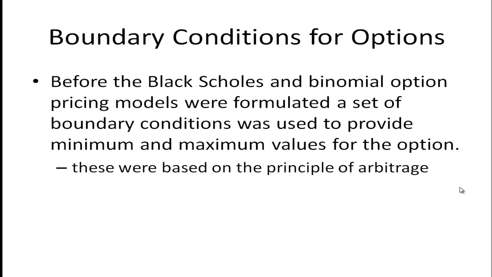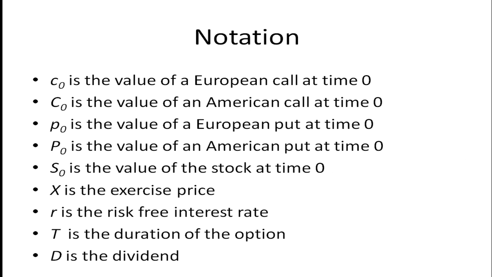And the way you would do that is you would create two portfolios that had identical payouts, and if they had identical payouts, they should sell for identical prices. If they don't, then someone's going to buy the cheap one and sell the expensive one, and they're going to drive the price of the cheap one up and drive the price of the expensive one down until the prices are correct again. All right, here's some notation.